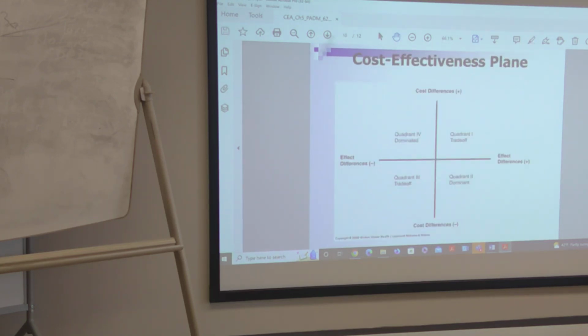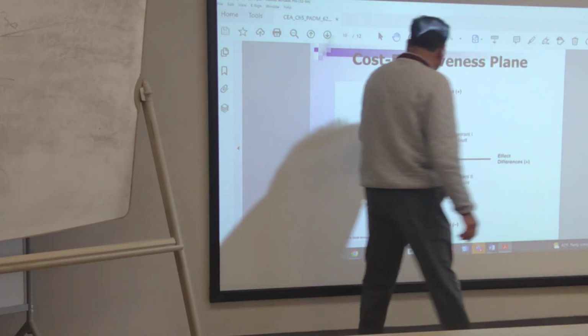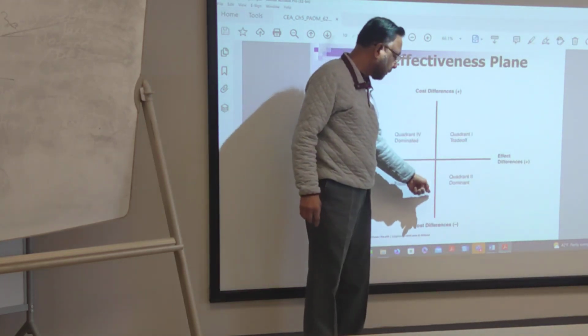Now this is, I mentioned in the opening slide. So we talked about the grid. In the opening slide I mentioned a plane also, right? Now look how this is set up. Instead of a grid, it's in terms of cost effectiveness ratios. What's measured on the vertical axis?